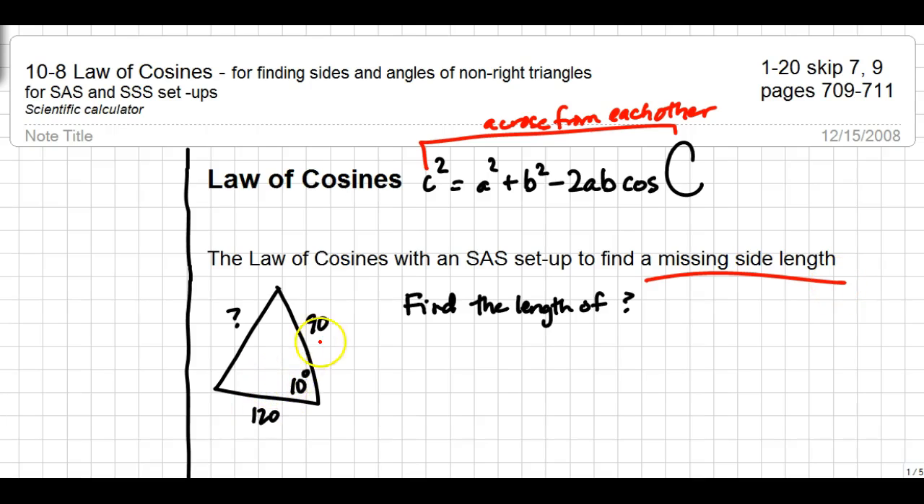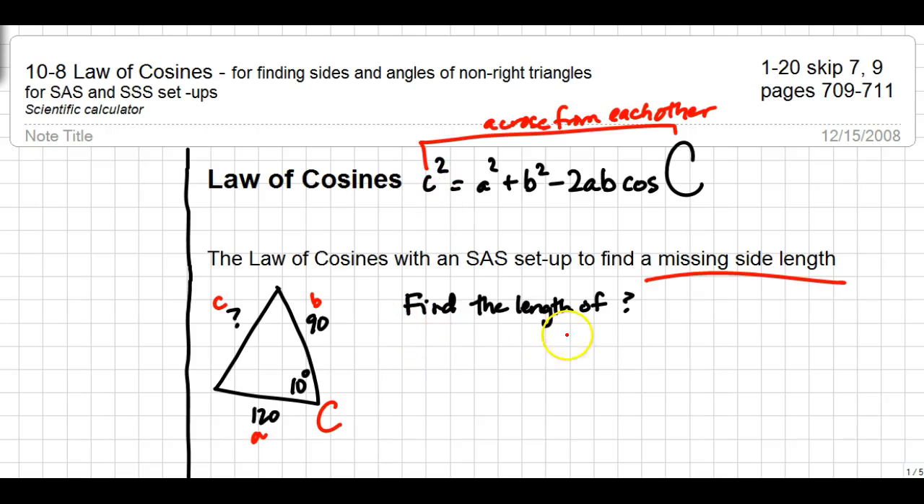So what you're going to do is start labeling what you're given. If they give you an angle in SAS, which they should, because that's what that stands for, call the angle that's given big C and the side across from it little c. Then your A and your B are your other two sides, and those are interchangeable in terms of how you label them. I'm going to label this side A and this side B. If you had labeled them oppositely of me, you'll still get the same answer.